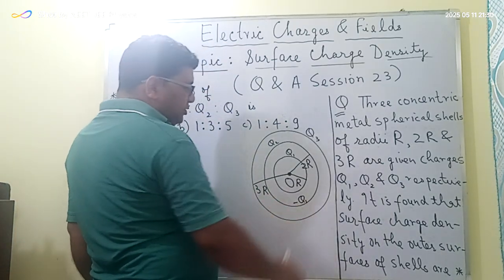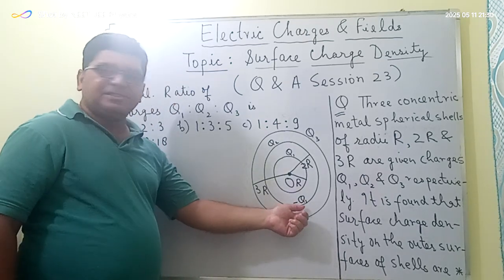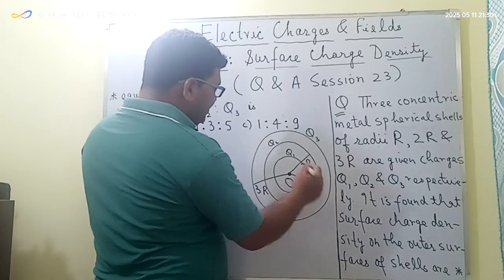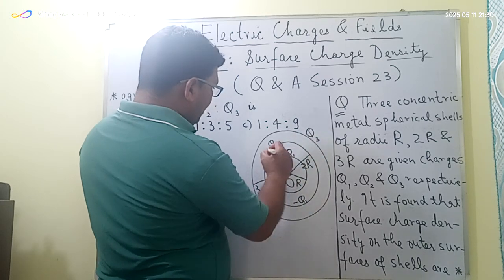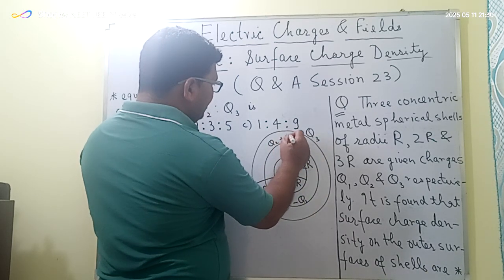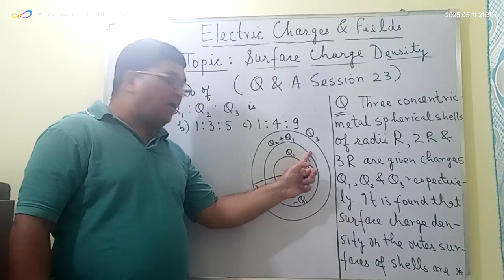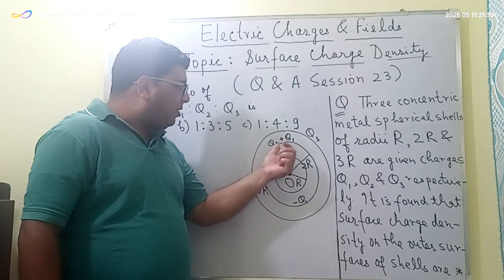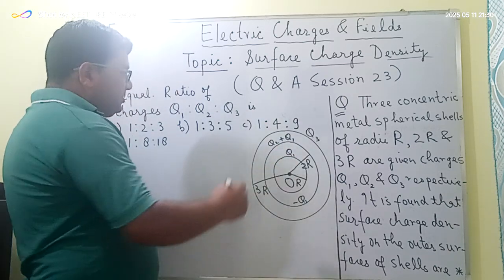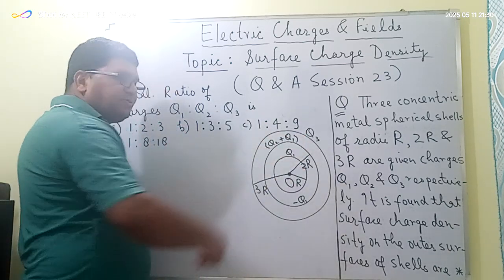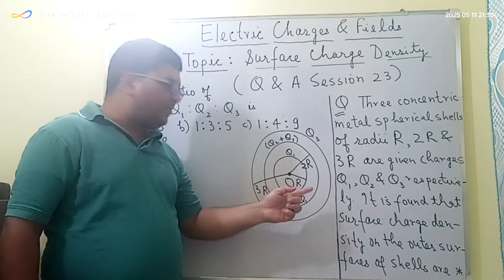And this minus q1 charge, which is induced on the inner surface of the middle shell, will induce plus q1 charge on the outer surface of the middle shell. So on the outer surface of the middle shell we will get q1 plus q2 charge. This is the total charge which will be generated on the outer surface of the middle shell.